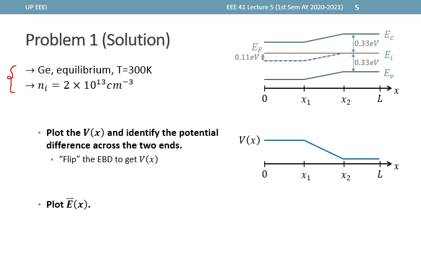Now, as we have said, we have to flip the EBD to get the general shape of the voltage. So if we look at EC, it is constant, linearly increasing, and then constant again. And so if we flip that, we'll get this shape right here. However, since Ei and Ev are just parallel to EC, then we can also flip EC and Ev and get this same plot for the voltage.